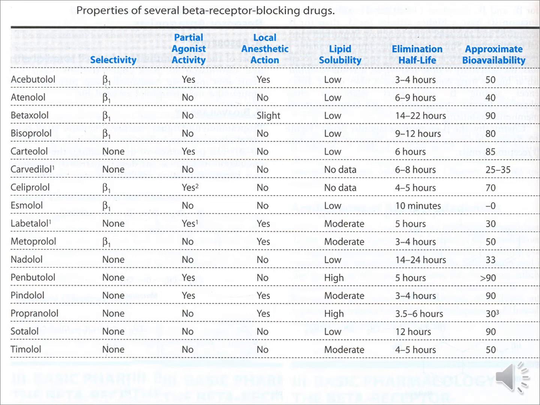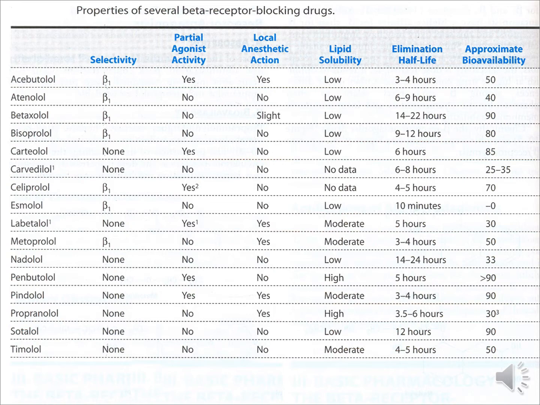Then as far as the lipid solubility is concerned, those beta blockers which are highly lipid soluble or have moderate activity, they can cross the blood-brain barrier, so they will be having more effects on the CNS. So one has to be particular about this lipid solubility. Drugs like penbutolol and propranolol, they are highly lipid soluble. That means they can cross the blood-brain barrier. So the CNS related effects, they are more marked with these drugs. Drugs like labetalol and metoprolol have moderate lipid solubility, while all others are mainly water soluble. That means they don't cross the blood-brain barrier, so they have less CNS related side effects.